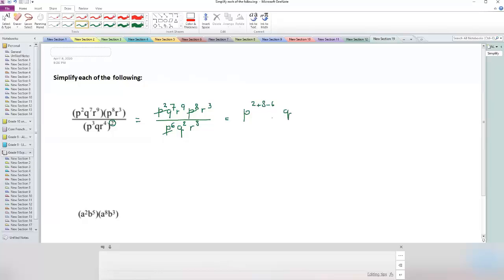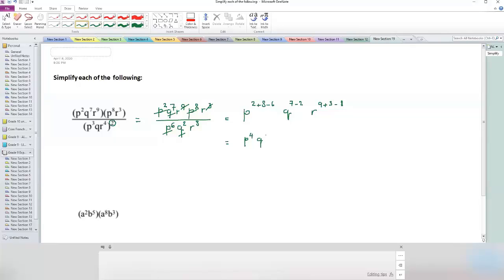Let's go for the q. The q, I have 7, and I don't have anything else. So 7, okay. And after that, I have q as 2, but as a division. That means negative 2 or subtracting 2. After that, I have r. R, I have 9 and 3. They are multiplying together. That means 9 plus 3. After that, I divide by r to the power of 8. That means minus 8. Now, I can simplify more and more. 2 and 8, 10. 10 minus 6 equals 4.